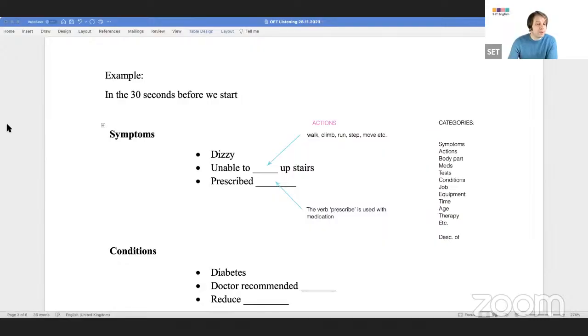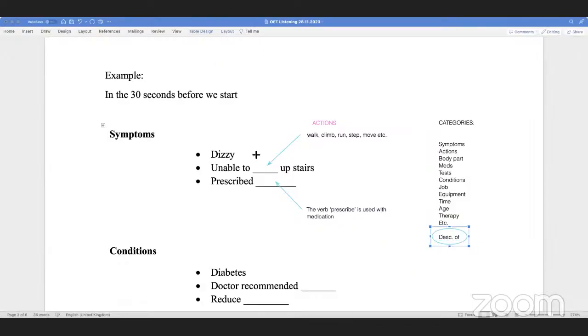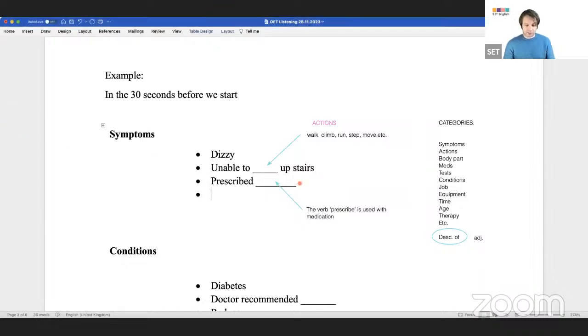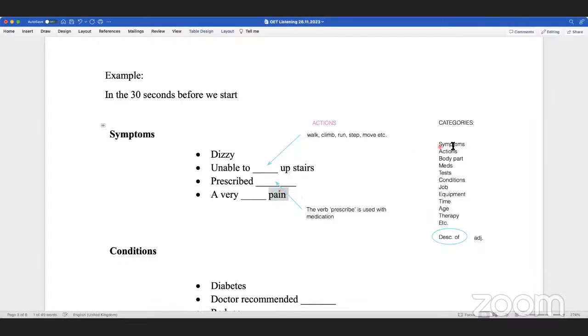There's one that's really important that maybe you did not think of already, and it is description. Description of pain, maybe. Now, this is always going to be an adjective, right? Is it description of pain? It's usually when they're talking about pain. Let me show you an example. Look, what if it says a very blank pain, right? It's not a symptom because we have the symptom here, right? It's going to be an adjective. What do adjectives do? They modify.